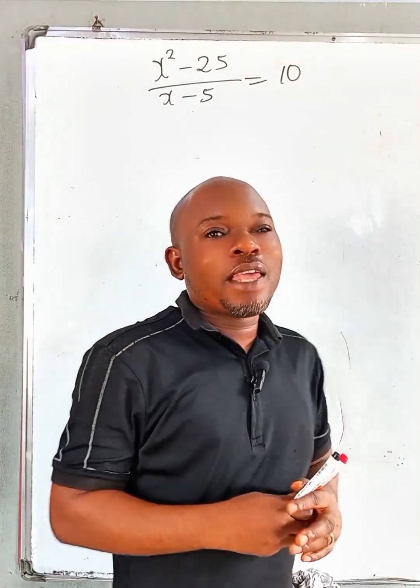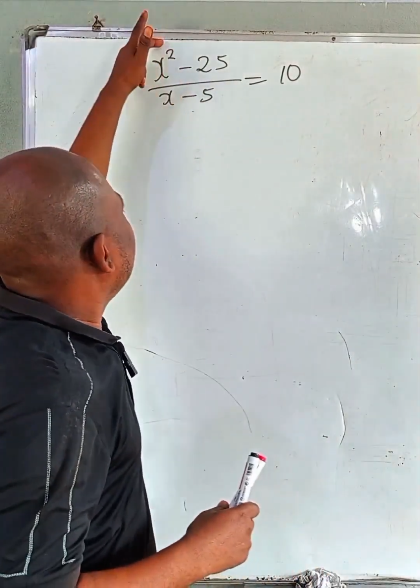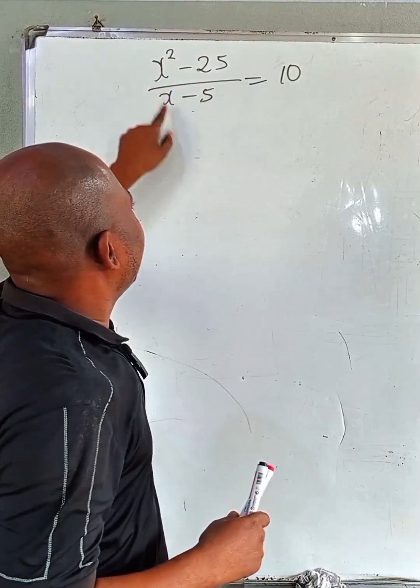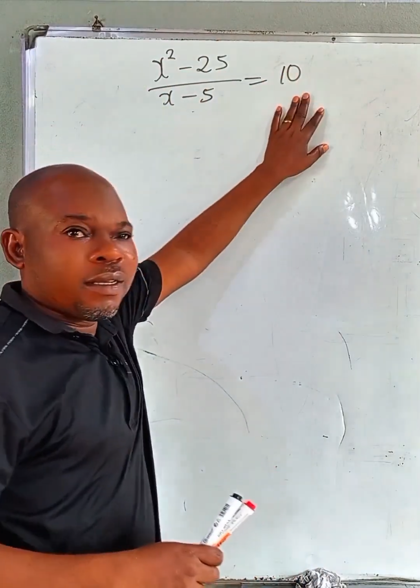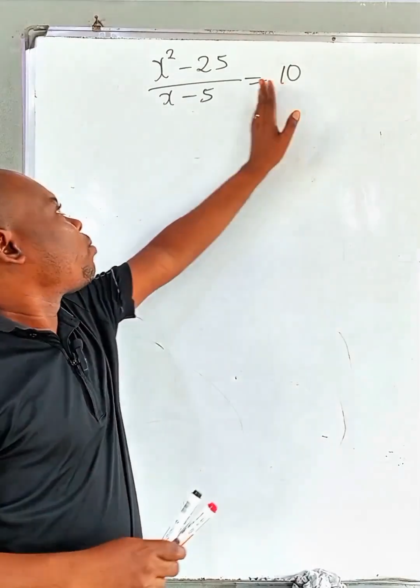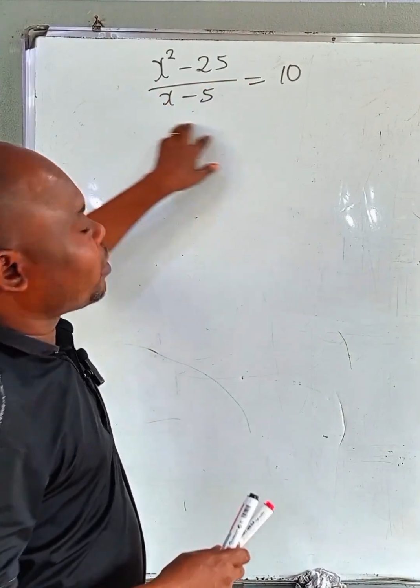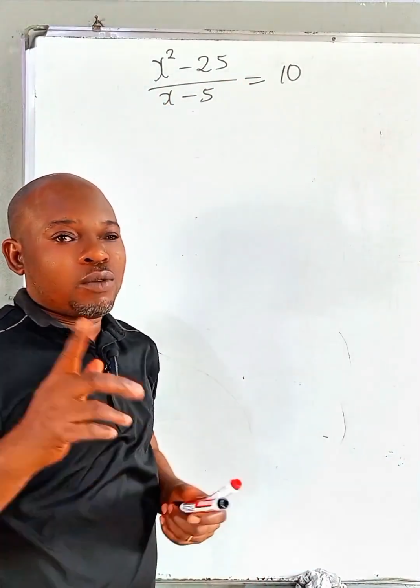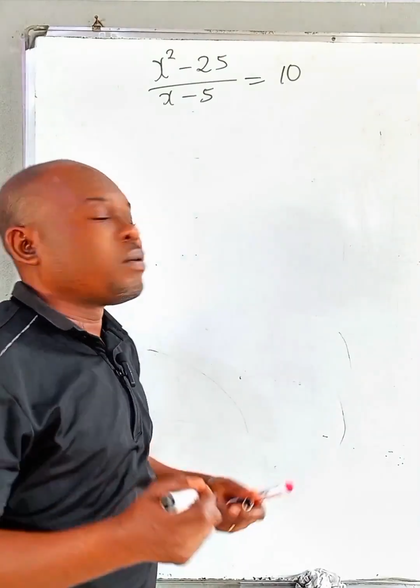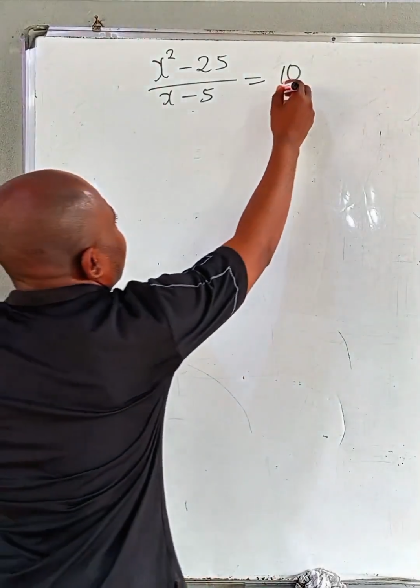Friends, let's solve. We have (x^2 - 25)/(x - 5) = 10. When you have something like this, the first thing you have to do is put it in a straight line equation. So you make this over 1.